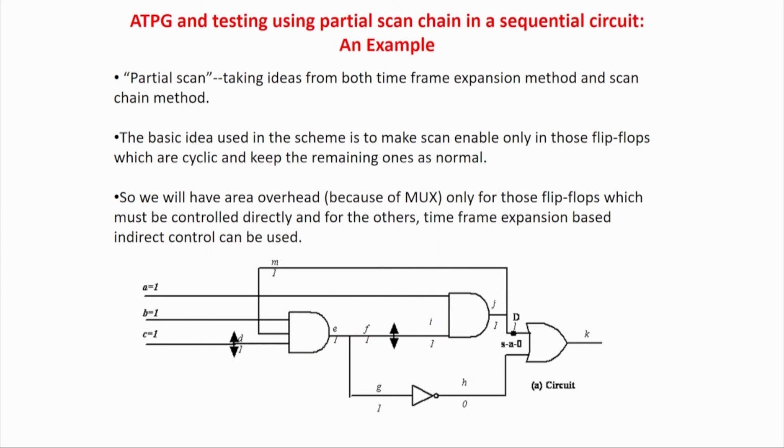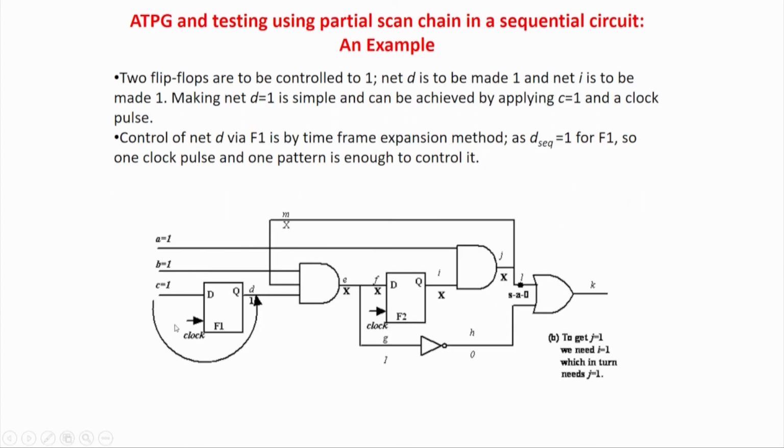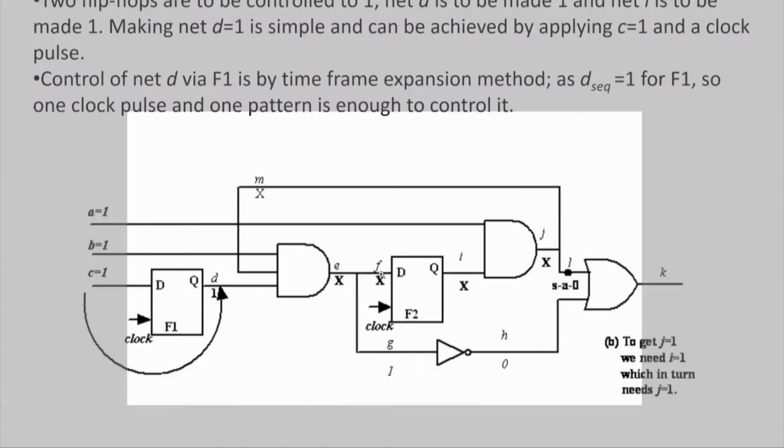So, rule of thumb: flops which are very near the primary inputs, do not make scan enabled. Flip-flops which are cyclic or deep down the line, make them scan. That is what is called a partial scan. We will take an example. This example we will now elaborate.